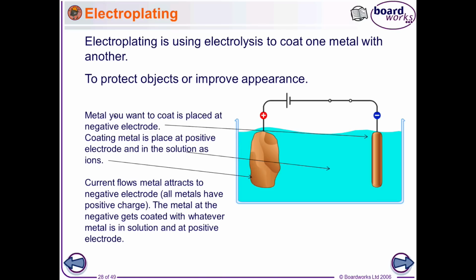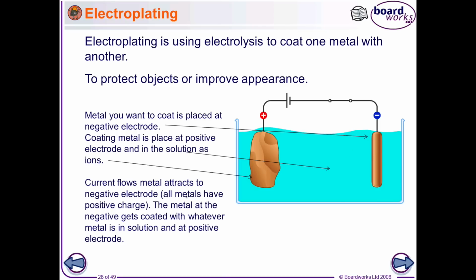So the metal that you want to coat is placed at the negative electrode, so I want to coat over this with another metal. And the coating metal, the metal that you want to actually coat onto the surface, is placed at the positive electrode, and it's placed in the solution as ions. The solution is known as the electrolyte, and what happens is current flows and the metal will attract over to the negative electrode.